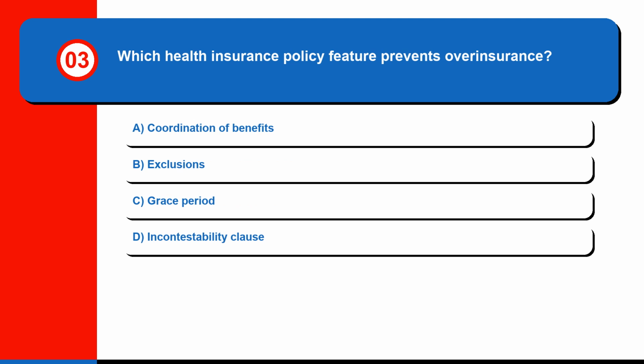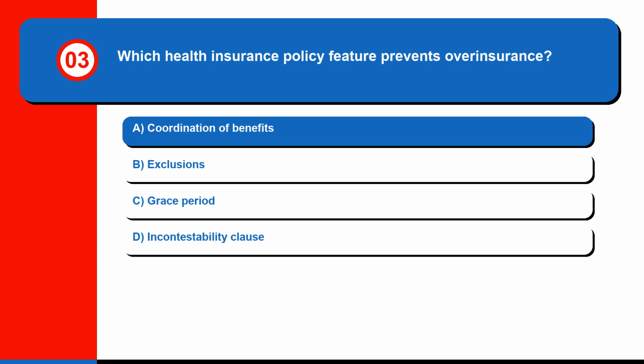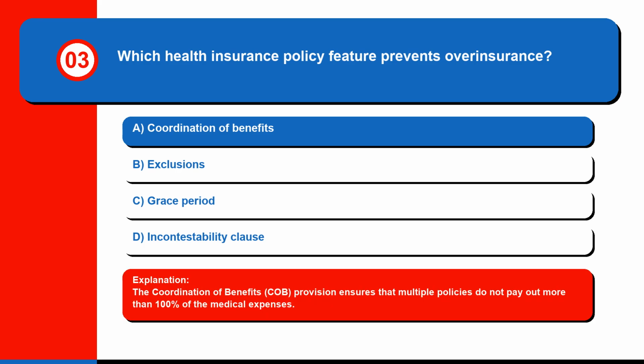Question 3. Which health insurance policy feature prevents overinsurance? A. Coordination of benefits. B. Exclusions. C. Grace period. Or D. Incontestability clause. The correct answer is A. Coordination of benefits. The coordination of benefits, COB, provision ensures that multiple policies do not pay out more than 100% of the medical expenses.